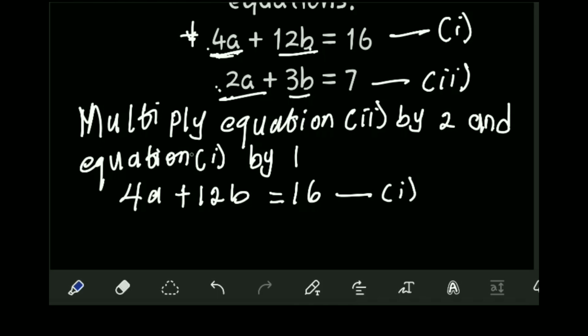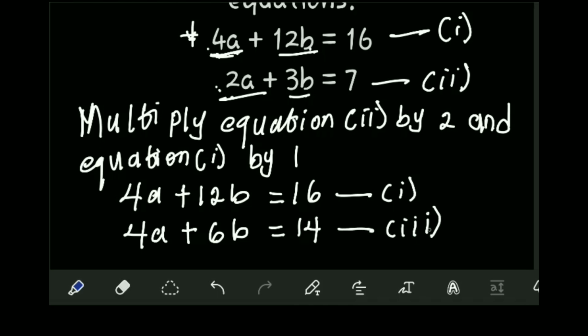So remember, we said multiply equation 2 by 2. So 2 times 2a is 4a, 2 times plus 3b is plus 6b, equals 2 times 7, that's 14. So we call this equation 3. Equation 2 is now equation 3 because we've adjusted equation 2 by multiplying it by 2.